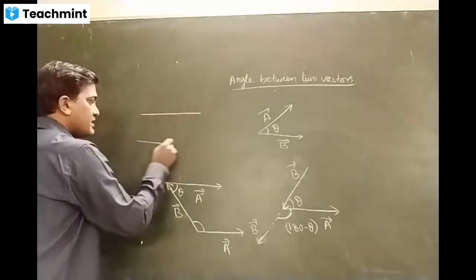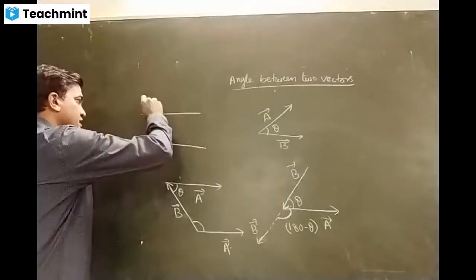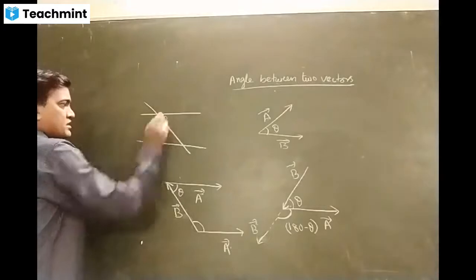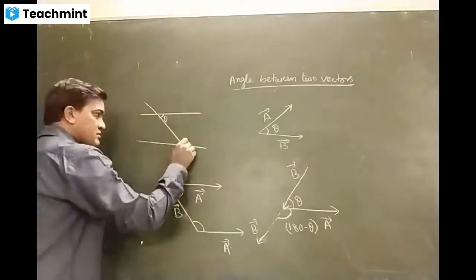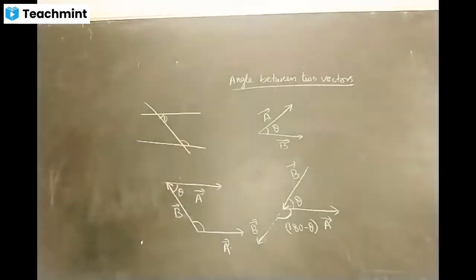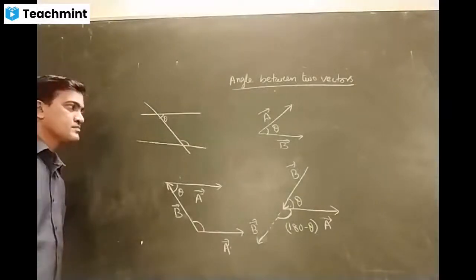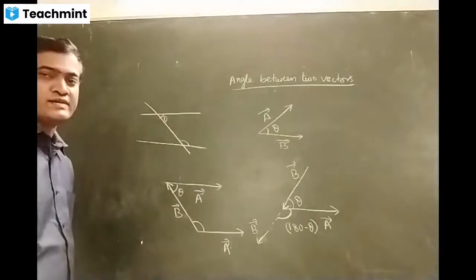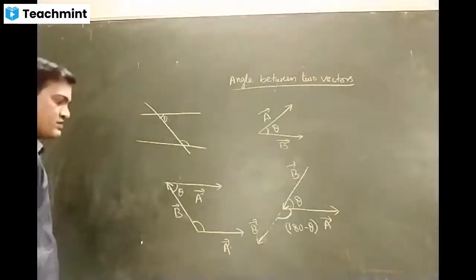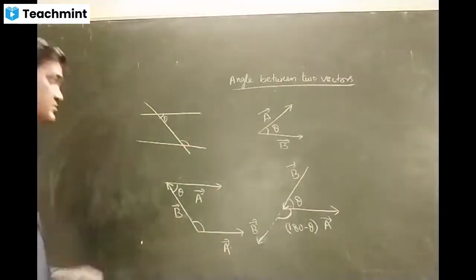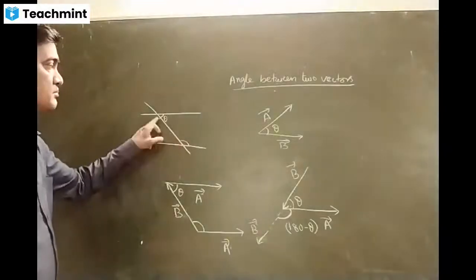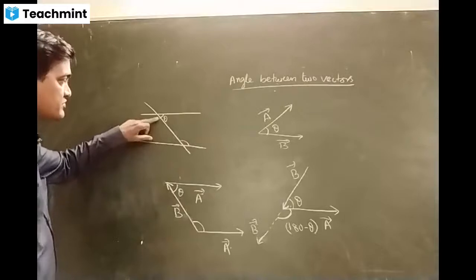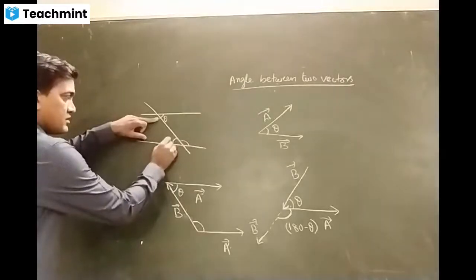When two parallel lines are given, if I draw a transversal, if this angle is theta, what about this angle? 180 minus theta. Not same. These two will not be same. But alternate interior angles are same. If this is theta, then this will be equal to theta.